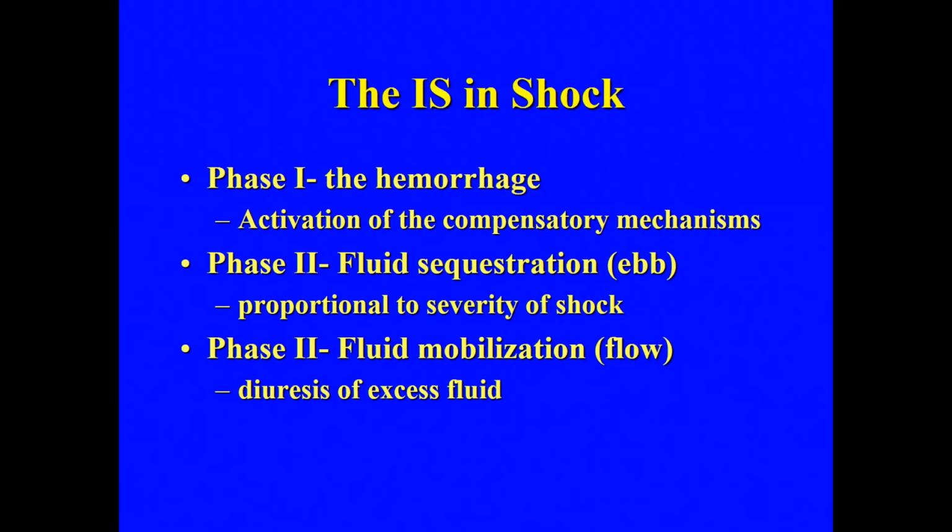During hemorrhage, the first phase involves activation of the compensatory mechanisms. In phase 2, there's a fluid sequestration, or ebb phase, which is proportional to the severity of the shock. Phase 3 is described as the flow phase, where there is mobilization of fluid out of the sequestered beds in the interstitium, leading to diuresis of excess fluid.